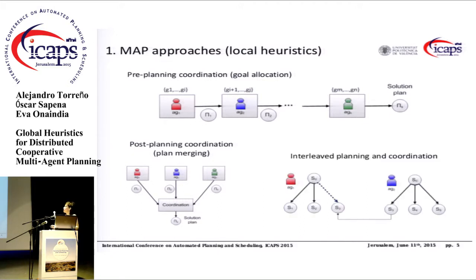And then we have also other approaches that interleave planning and coordination, where agents maintain a separate search tree created with its own operators, and when an agent finds a node that contains public relevant information to another agent, then it's transmitted. And here, typically, local heuristics are applied to these search spaces.